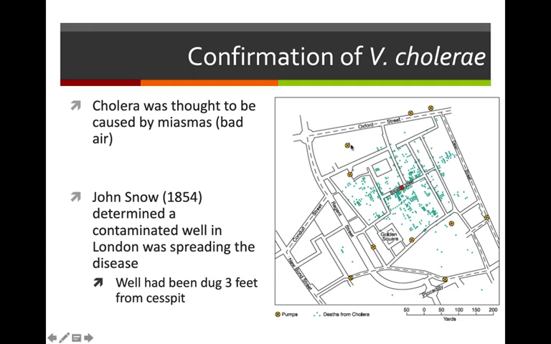All of the pumps for different wells are shown here with X's. Most of them are yellow. Here's an X that's red on Broad Street. And all these little dots represent people who died of cholera. And what he figured out was that this particular well had been dug 3 feet from basically somebody's sewer at the time, a cesspit where people put their waste. And what he did was he just removed the handle from the pump, so people had to go get their water somewhere else, and that ended the cholera outbreak in London.